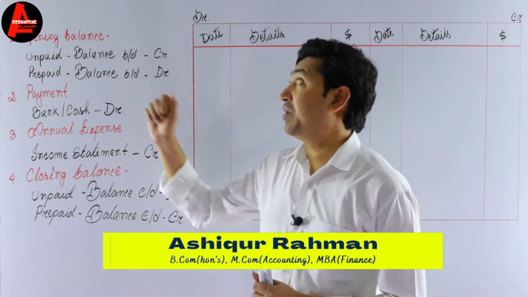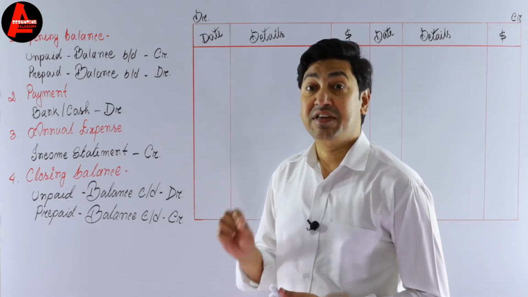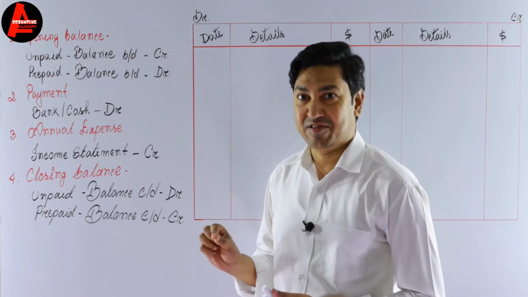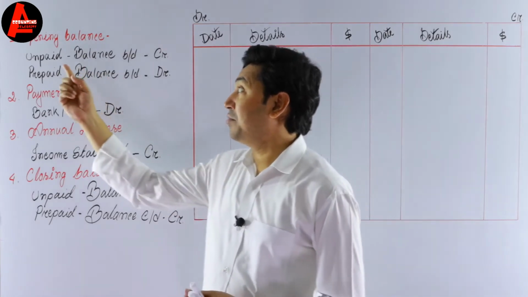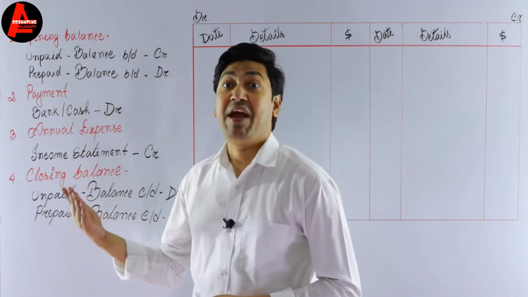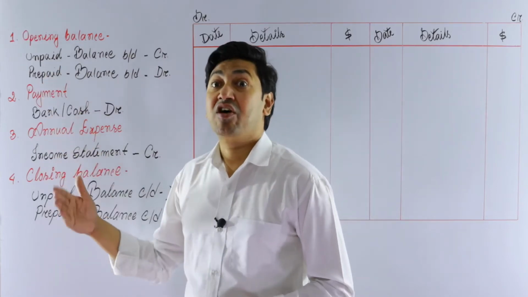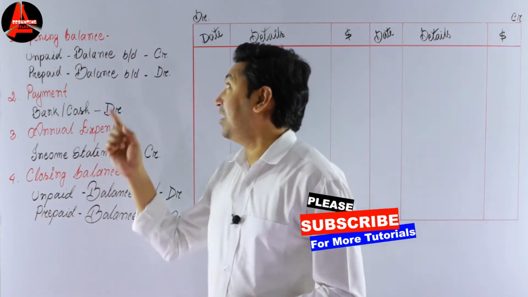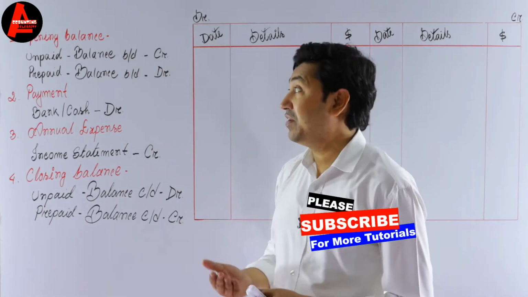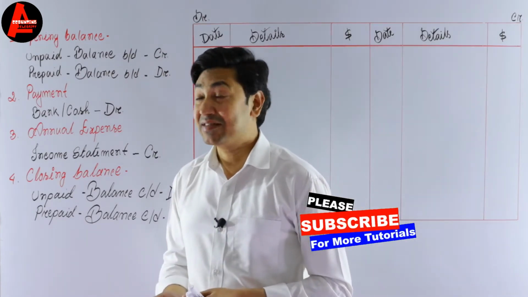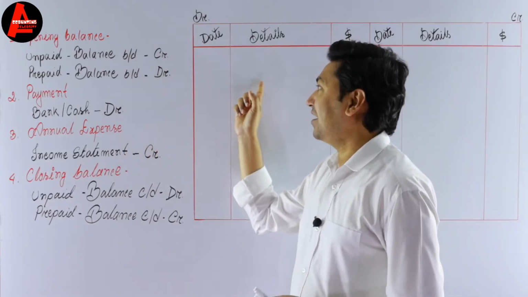First of all, you have to include opening balances. Opening balances means the balance on the first day of the accounting period, okay? So, you may have 2 balances. You may have an unpaid balance, or a balance which is paid in advance, which is prepaid. If it is an unpaid or accrued or outstanding balance, then you have to record it as balance BD on the credit side, okay? If it is a prepaid or advance opening balance, you have to record it as balance BD on the debit side here, okay?